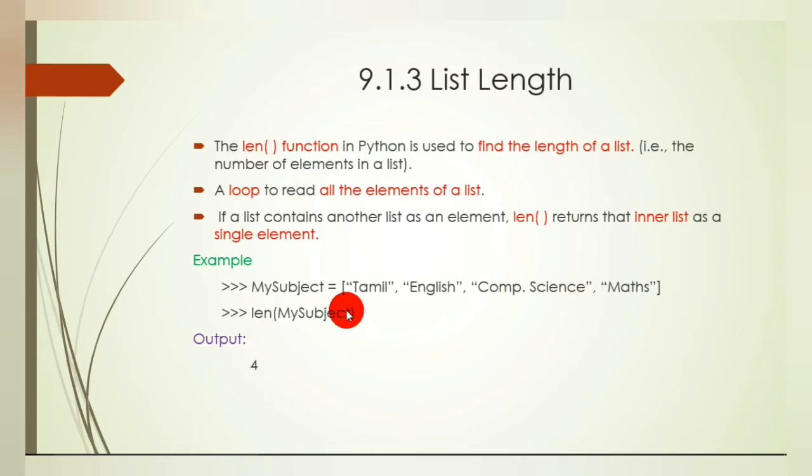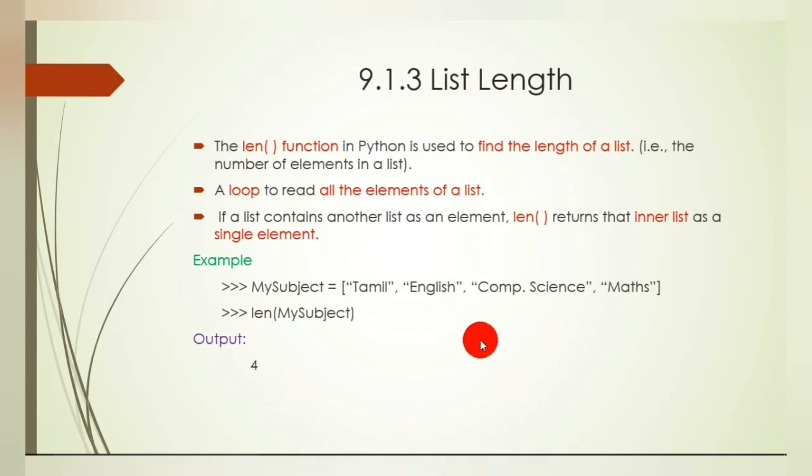Now you can find the length of this list. len, L-E-N, is the function name, and within parentheses you have to specify the list name. What is the list name here? my_subject. So len of my_subject returns the length of the list. What is the length here? Four elements are present in this list, so it returns the length of the list as 4.